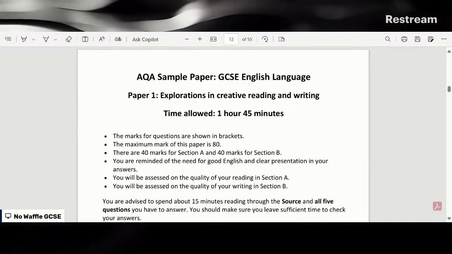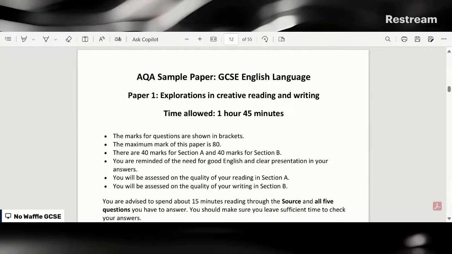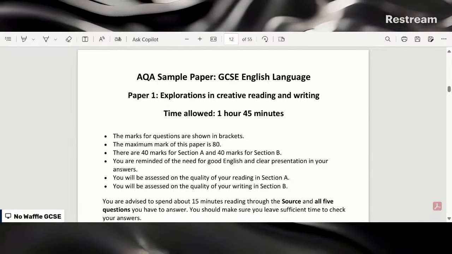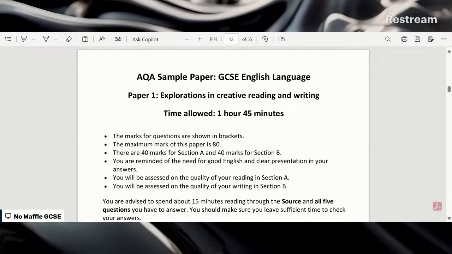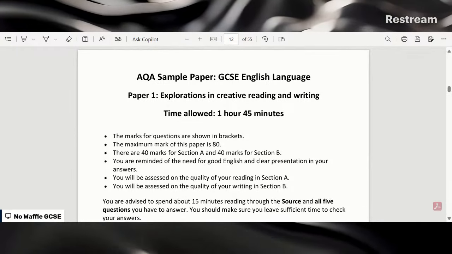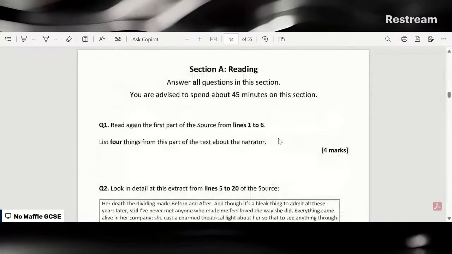I'm trying to go through all of the texts on this document, hence why we're going through loads of different ones. So the Goldfinch. Okay, now what is question 4 always about? So let's look at it.